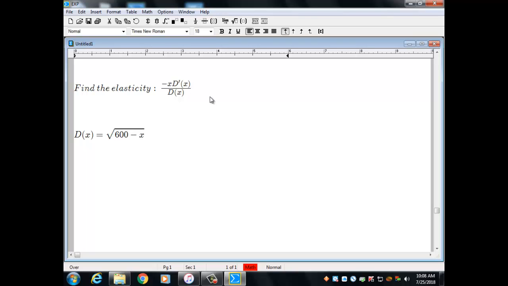So this elasticity kind of deals with this concept of what happens to the demand of a product as the price goes up. Okay?